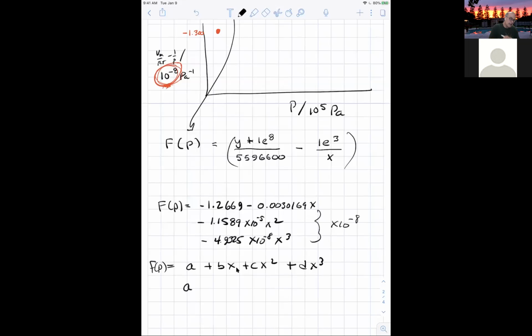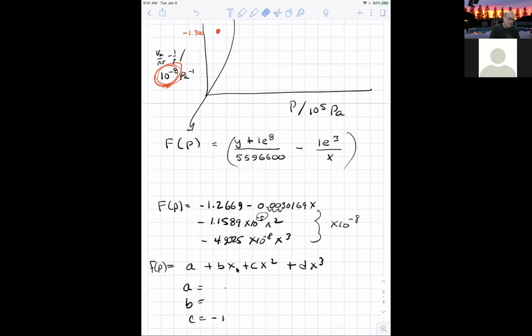So A is actually minus 1.2669 times 10 to the minus 8. B is minus 1.1589 times 10 to the minus 13, because it's 10 to the minus 5. Oh, wait, that's wrong. It's actually 10 to the minus 11. C is minus the 0.003, that's wrong, it's 3.01. So I moved the decimal place. Is A the 1.2669 and B the 0.003? Yeah.